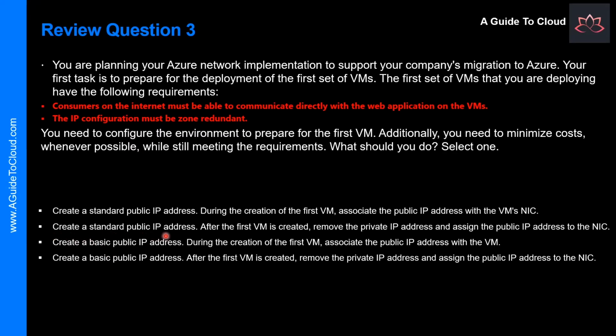Another option is create a standard public IP address. We need a standard public IP address. After the first VM is created, remove the private IP address and assign the public IP address. No, we don't have to remove the private IP address. All right, so the next option is create a standard public IP address during the creation of the first VM. Associate the public IP address with the VM.